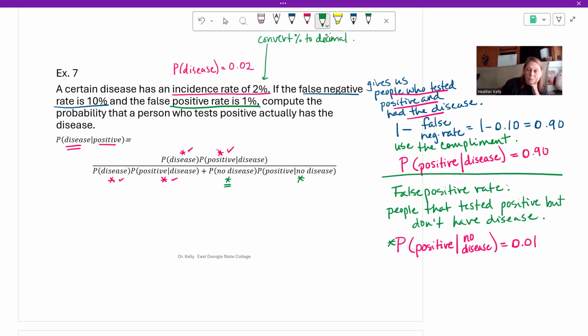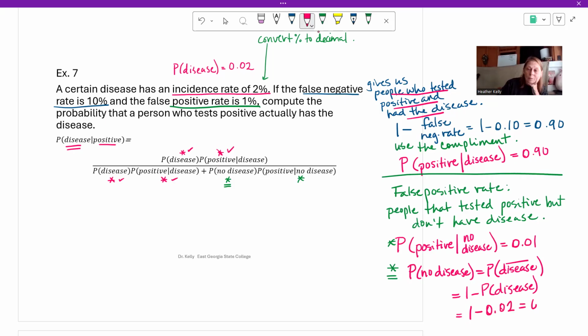And we need this one. This one's pretty easy. So the probability of no disease is the equivalent of, we can write it this way, no disease. That is 1 minus the probability of having a disease, right? The complement. And so this is 1 minus 0.02, which is going to give us 0.98.